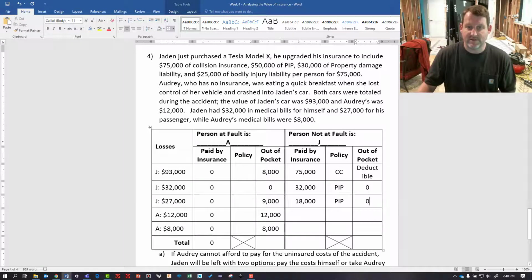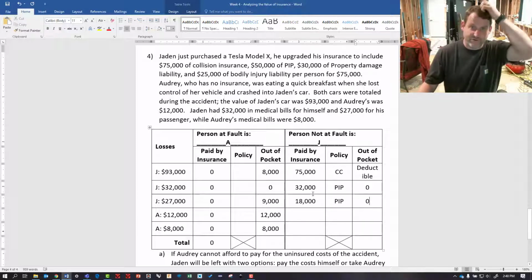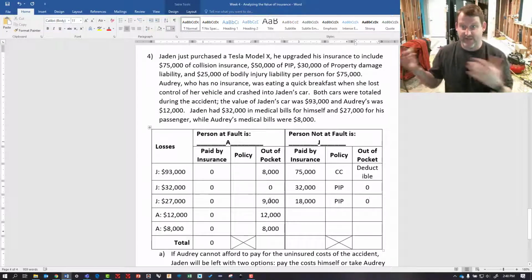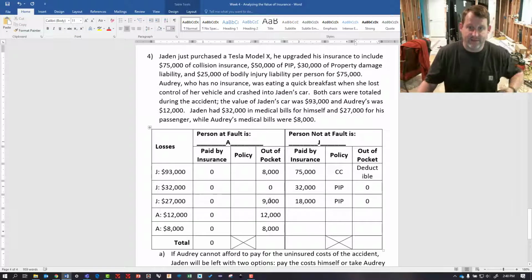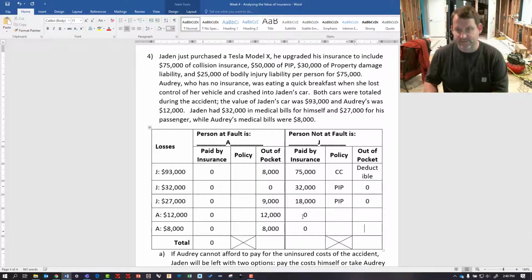Although there's going to be $9,000 of uncovered medical bills after all the insurance kicks through. So someone's going to have to pay for that, either Audrey or Jaden. Legally, Audrey has to, but if she has no money, Jaden will have to, because they're in his name or his passengers' names, to cover those. Again, if Audrey was at fault, Jaden pays absolutely nothing to help Audrey out. There is nothing going on there.